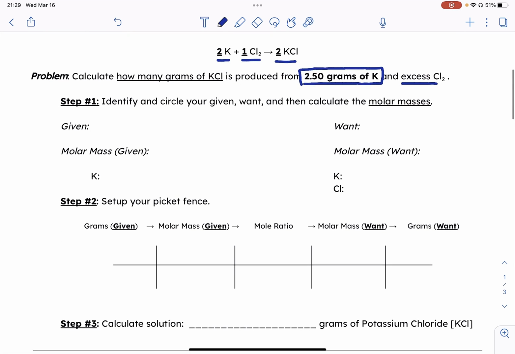We're going to put the 2.5 grams right here in the given section. So 2.5 grams of potassium. And now over here, what do we want? We want grams of potassium chloride. So before we even start the problem, we need the molar mass. And this is just according to the flow chart that I gave you guys in class.